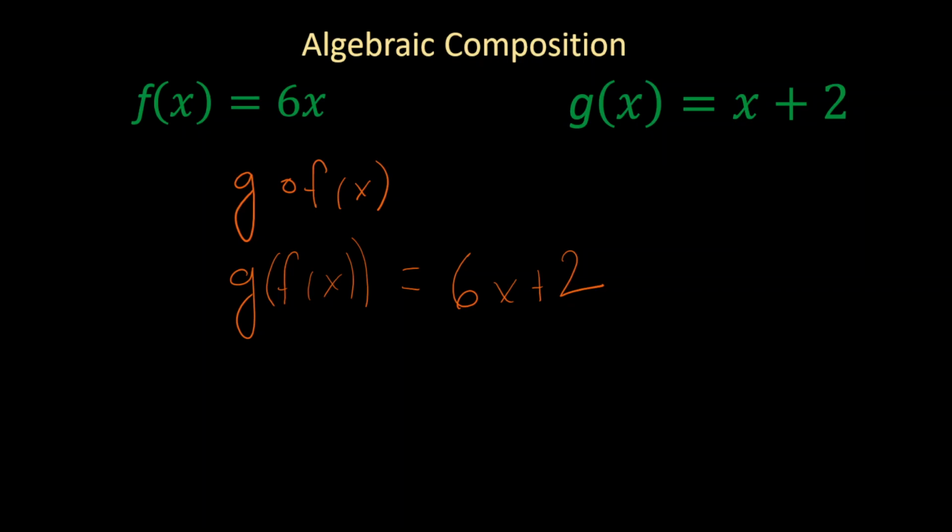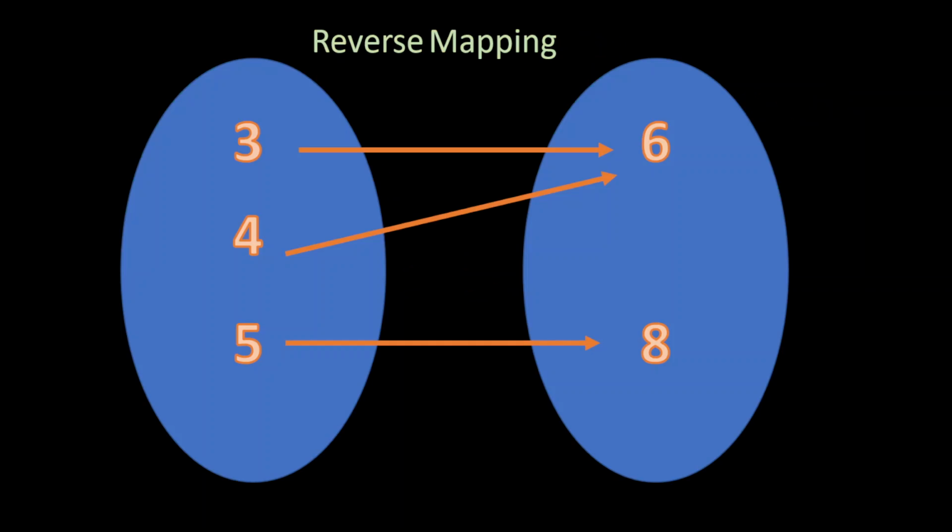So now we're going to talk about invertible functions and a process I like to call reverse mapping. So in this case, if we're used to our normal mapping, then we take our inputs, which are like our x values, and we draw the corresponding output values with arrows. So in this case, the 3 corresponds to the 6, the 4 corresponds to the 6 as well, and the 5 corresponds to the 8.